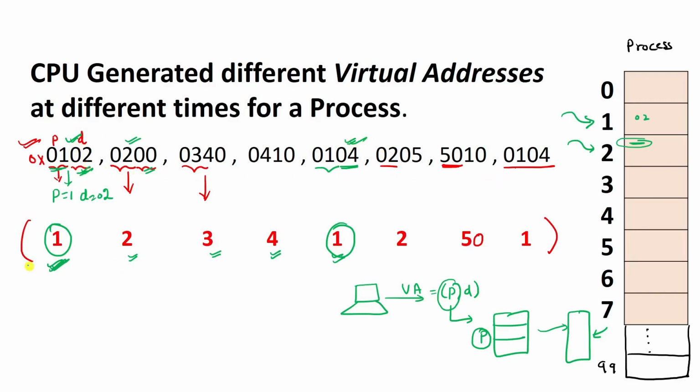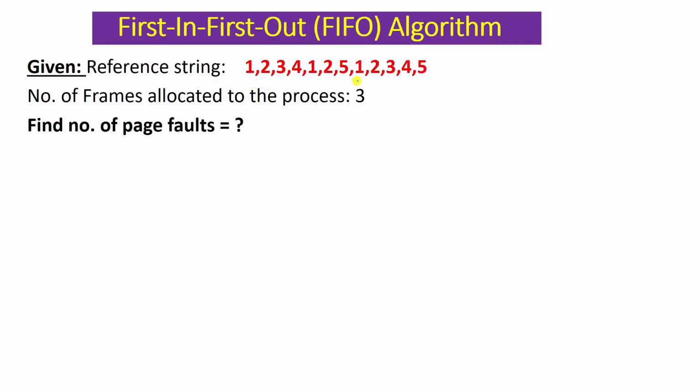Okay, so that's why in the questions we will be given these group of page numbers only, which will be called the reference string. We will not be given the full addresses, right? So this is our reference string, or the group of page numbers which are asked at different points of time by the CPU for a given process, and the number of frames allocated to this process is 3.